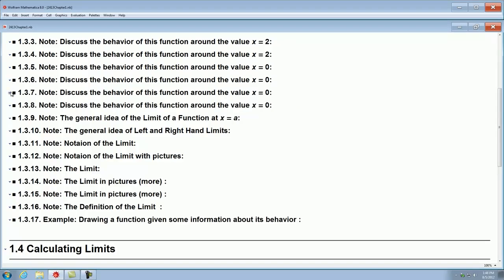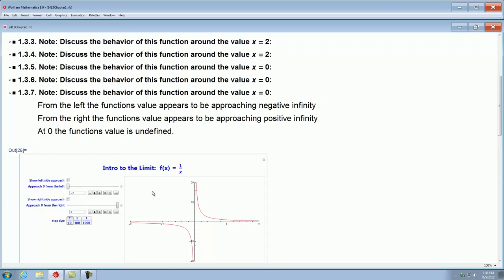Okay, next one. What's happening around 0 here? So here's 1 over x. At 0, the function's undefined. You'll recognize this is one of the functions you're supposed to know. Let's approach 0 from the left. So here we come. What's going to happen to our y value? It's starting to take off. Starting to go negative values here. Negative 5 point some, negative 10, negative 11. It's taking off.